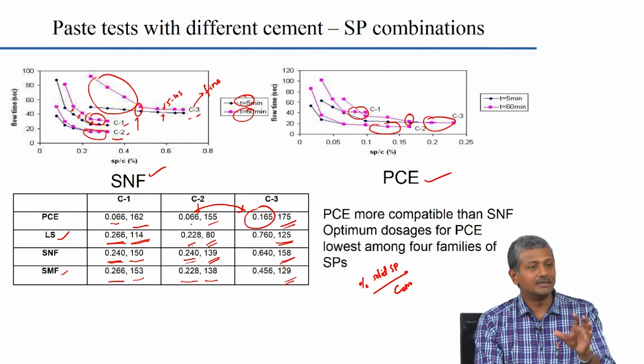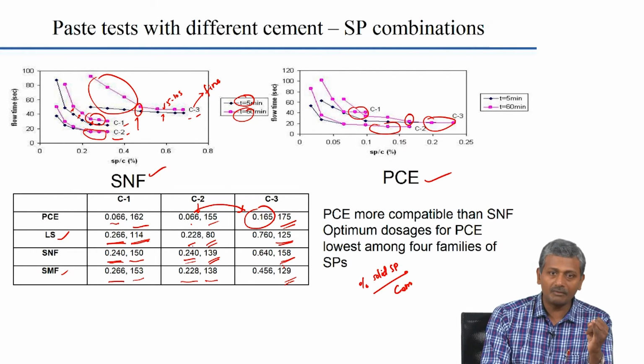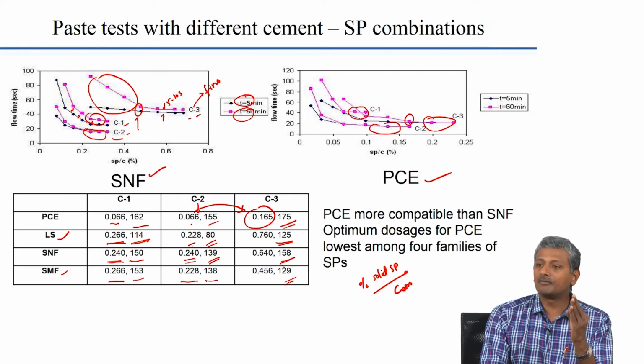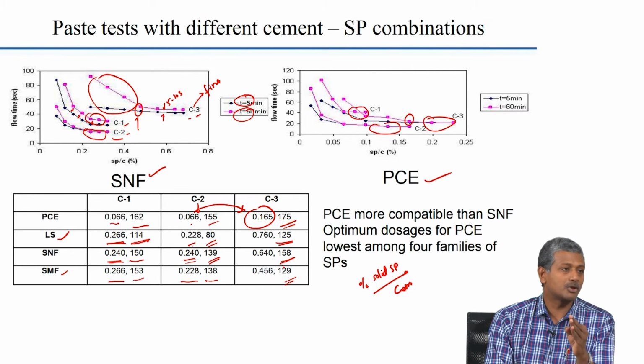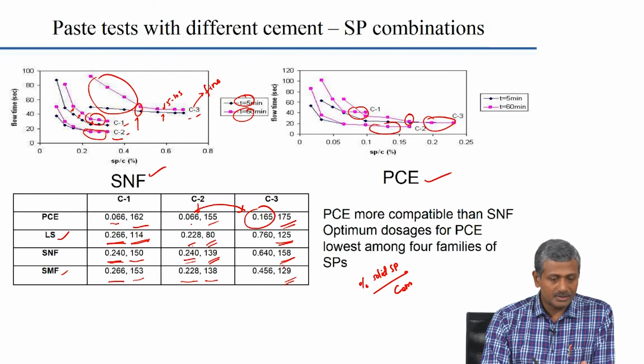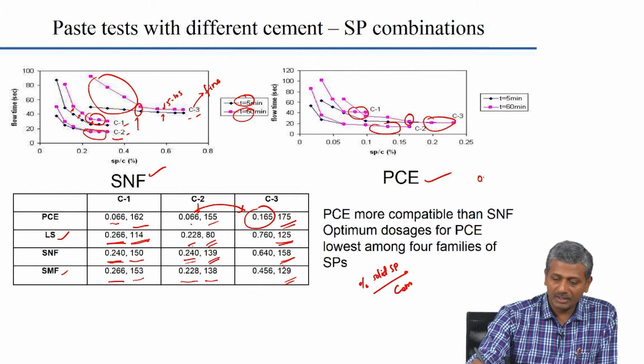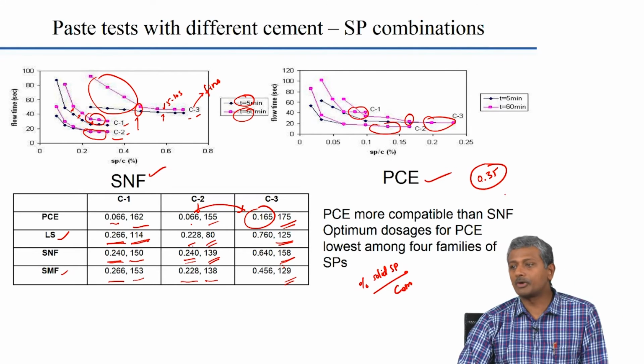So, please understand that we are talking about compatibility, we are talking about effective fineness, and we are also talking about the effectiveness of the superplasticizer molecules to provide a given dispersibility in the mix. I think in these cases the water cement ratio was 0.35 in all these concretes.